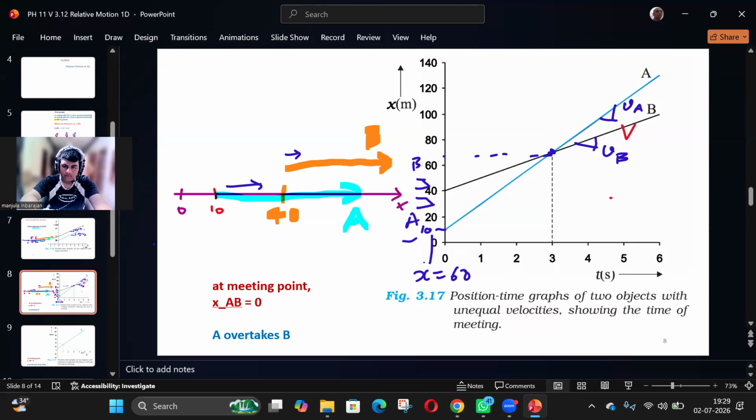Okay. After that, A will overtake. So after this point, A will be like this, and B will be behind. B will be here, A will be here. Is that clear? Okay. Is this clear?